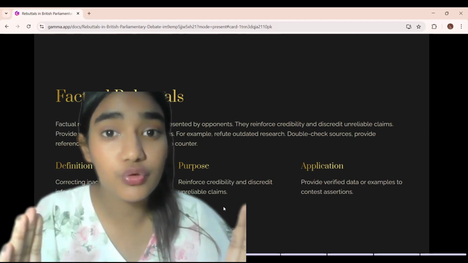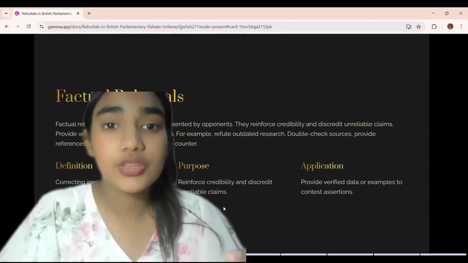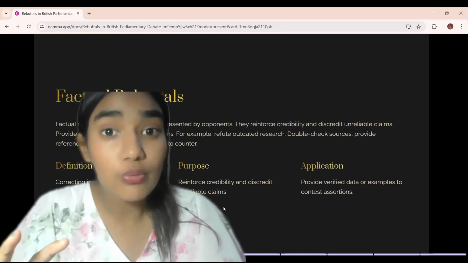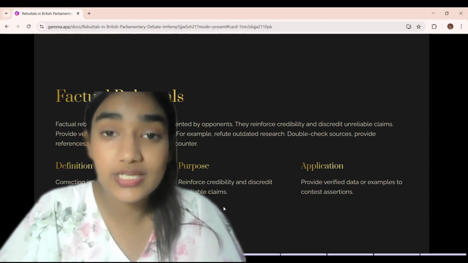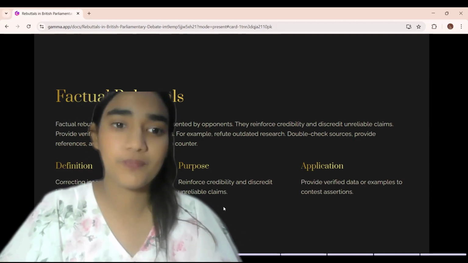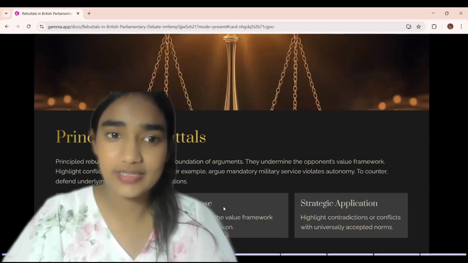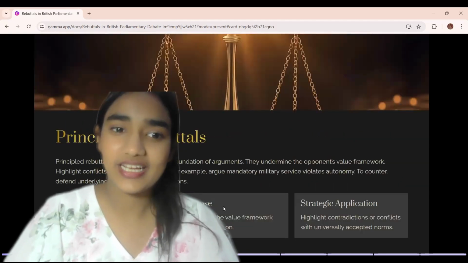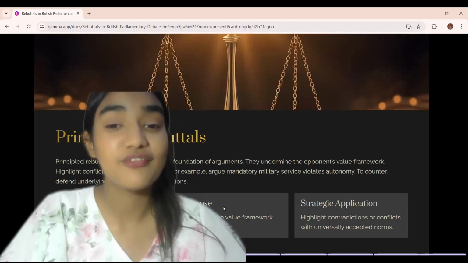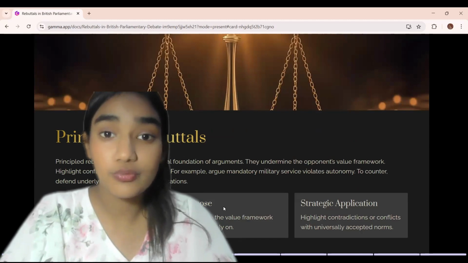And because you are using the most recent data, countering your argument factually is very hard, and that is a bonus point for you. Now let's move to the third rebuttal, that is principled rebuttal. Principled rebuttal is something that is very simple again, but yet it's nice, and I hope you got it.